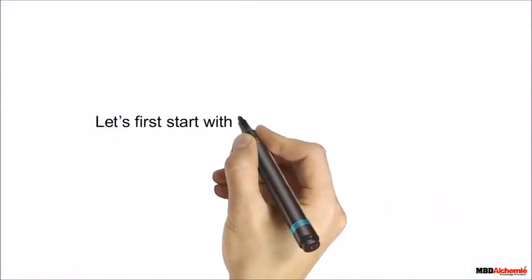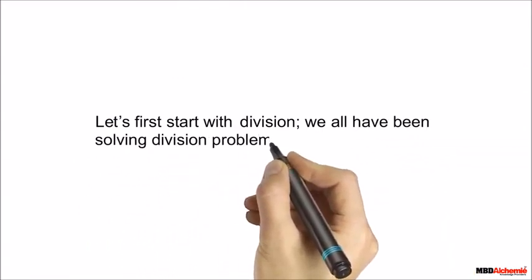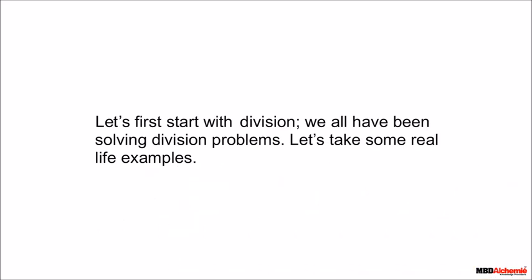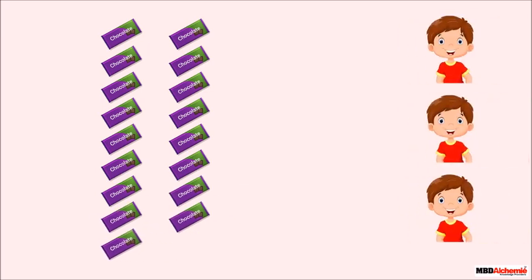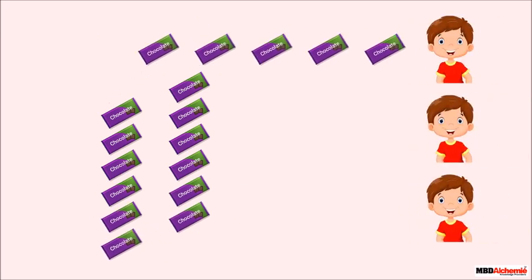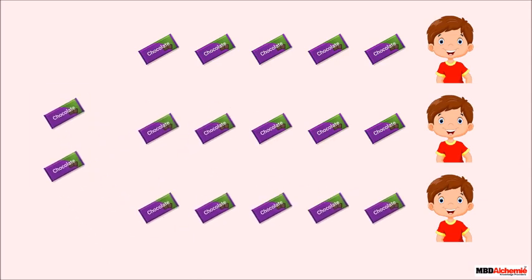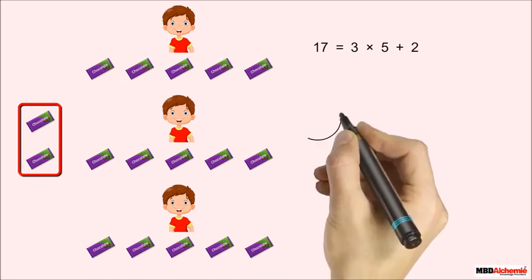Let's first start with division. We all have been solving division problems. Let's take some real-life examples. Suppose there are 17 chocolates and you had to divide them between 3 friends. Then each will get 5 chocolates and 2 will be left out. The division statement for this can be written as 17 equals 3 into 5 plus 2.